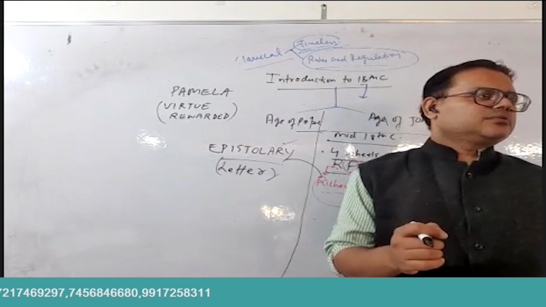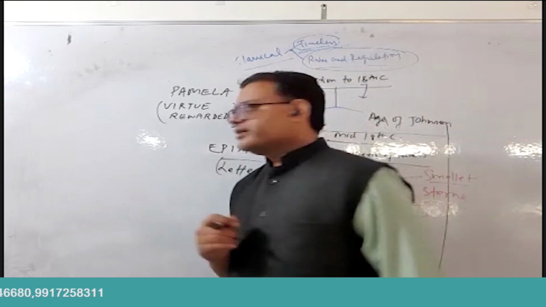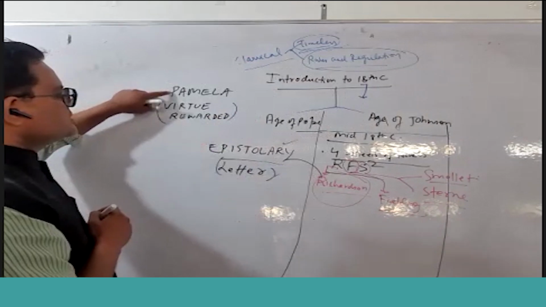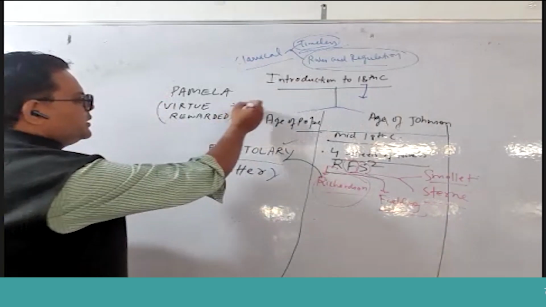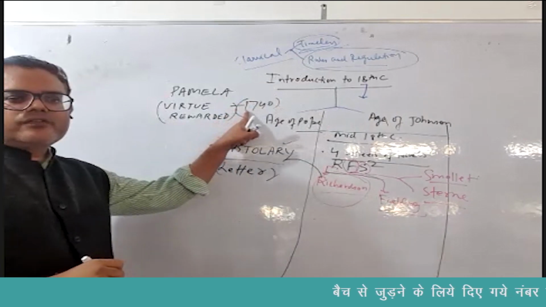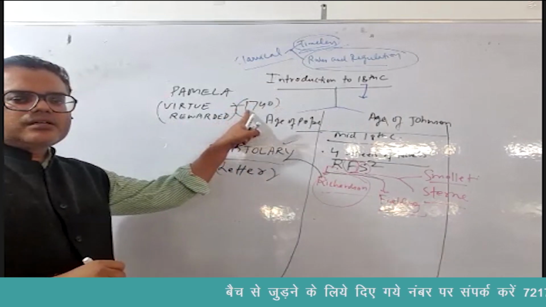Epithet. Yes, you need to be very correct. So, first of all, write that Pamela, the subtitle is Virtue Rewarded. It appeared in 1740. Officially, the first English novel of English literature, written by Richardson.